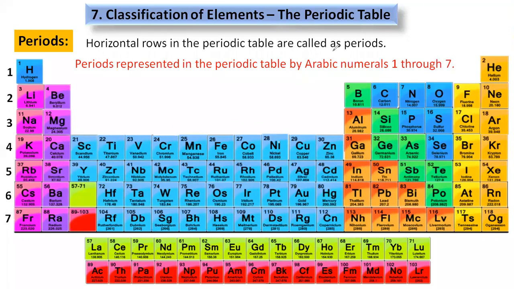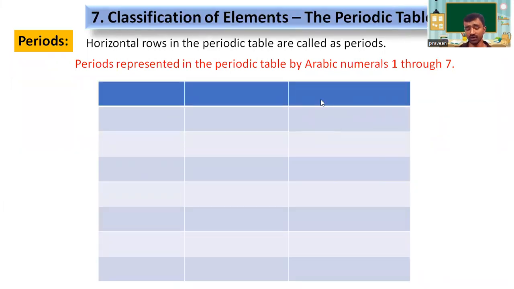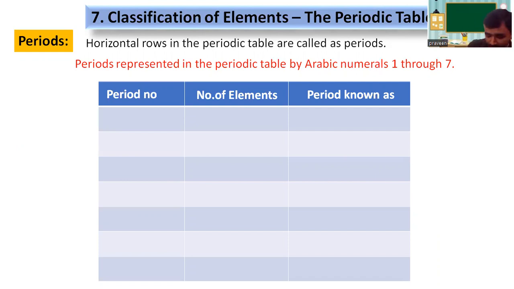Yes. Right. So now we are moving on to another topic related to periods only. Here I am simply giving you the number of elements allotted in each period, and how we can name each period. So period number one: how many elements are there?